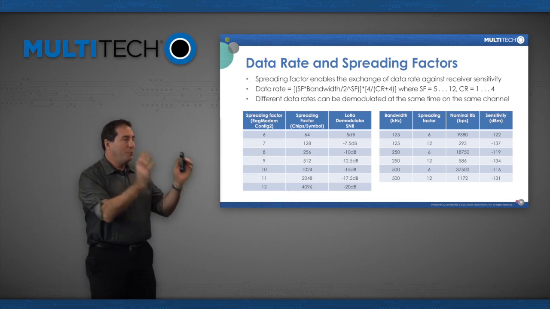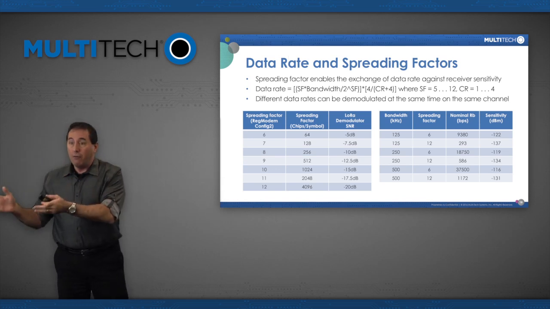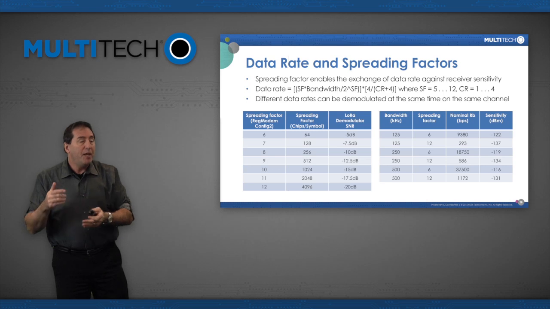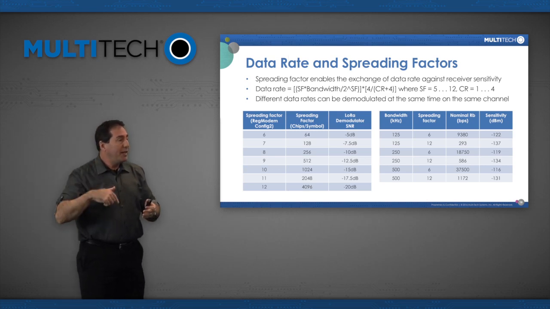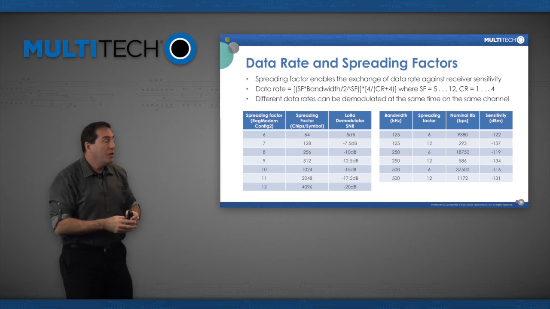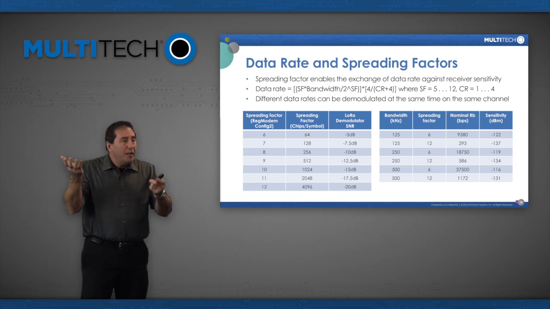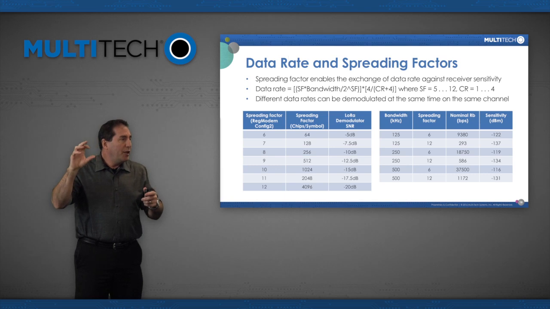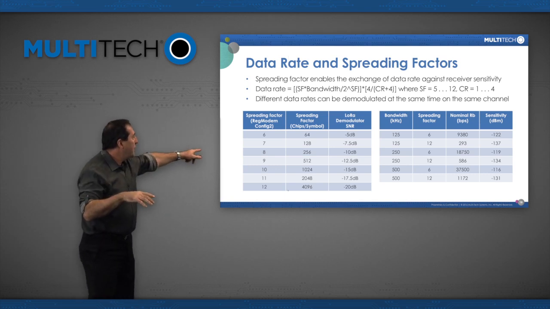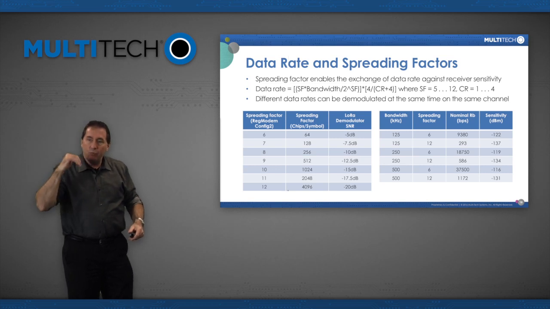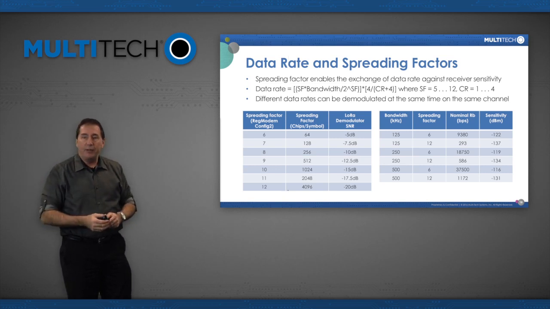You're trading off your bit rate for how far you can go, your sensitivity, or how well you can penetrate a building. And that's why we use a thing called automatic data rate in the LoRaWAN protocol. We always want to have the highest bit rate we can, but if you can't operate reliably at a spreading factor of 7 at a certain bandwidth, we'll adjust that to where we can have a reliable signal, and then that's the data rate.